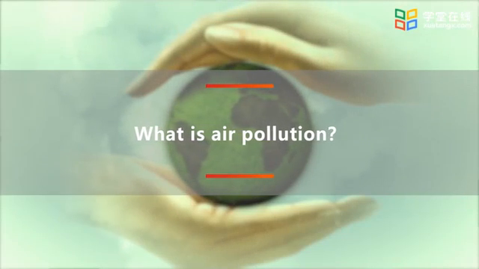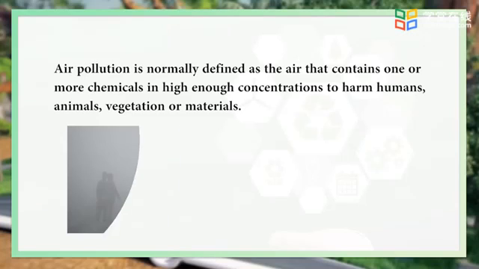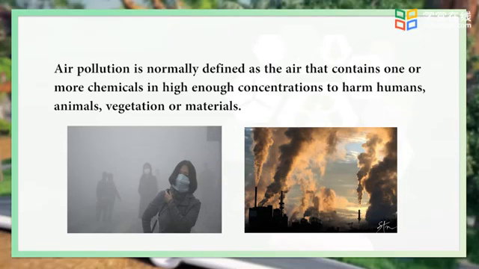So, what is air pollution? Air pollution is normally defined as the air that contains one or more chemicals in high enough concentrations to harm humans, animals, vegetation, or materials.